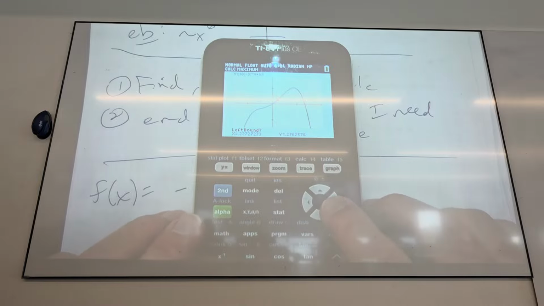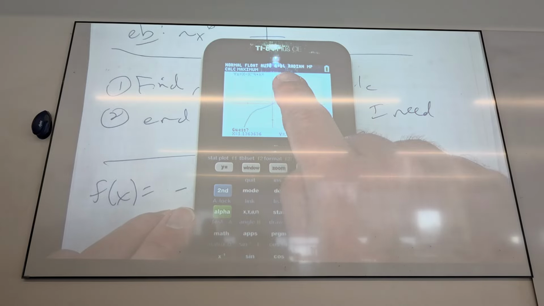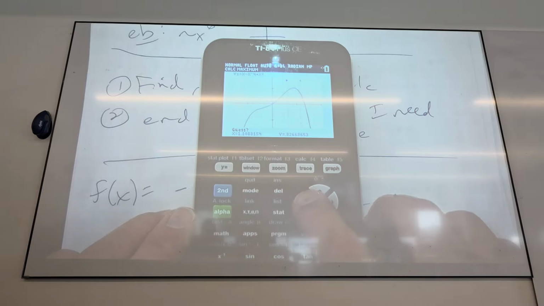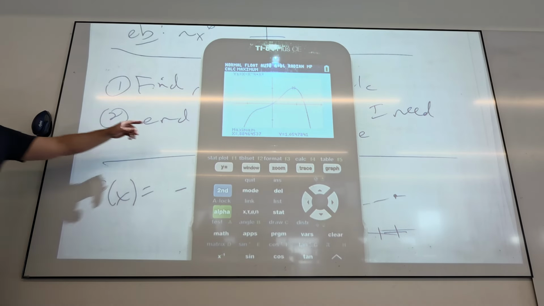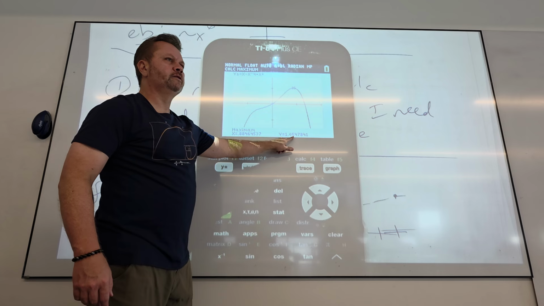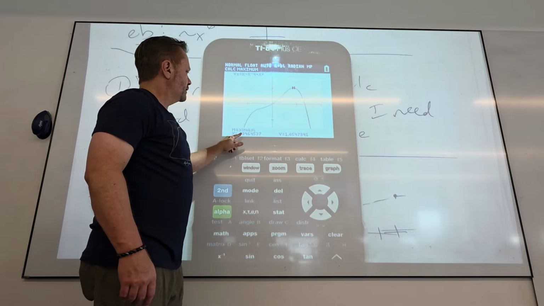Here's what I normally tell students to do. Put your cursor on the answer, hit the left arrow a few times, enter. Now I'm definitely to the left of the answer. Put the cursor on the answer again, hit the right arrow a few times, enter. Now I've given it an area to search in. Now I give it a good guess. I put the cursor on the maximum, enter. And then it tells me the maximum value is this, and that occurs at this.